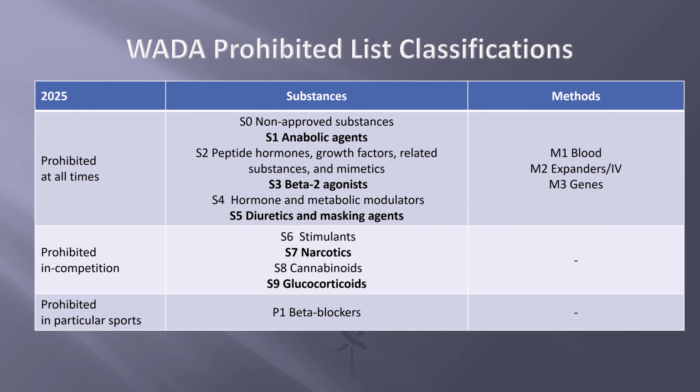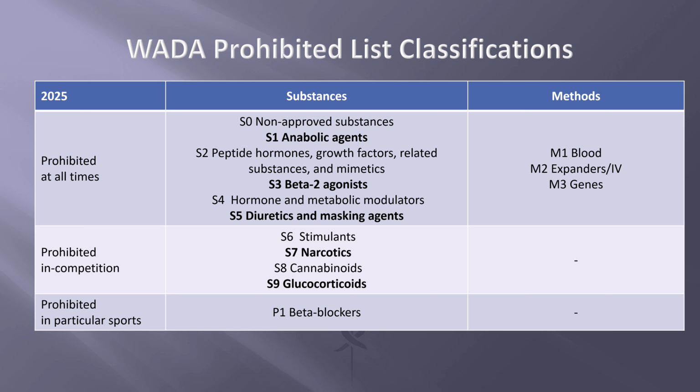Here is another look at the WADA Prohibited List when we're focusing on the list of classifications. So for those prohibited at all times, we have certain substances, generally by drug classes, but you'll see that several of these classifications actually incorporate many drug classes or many prescriptions as examples.